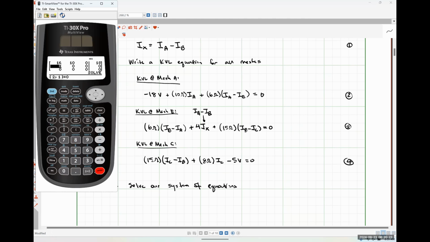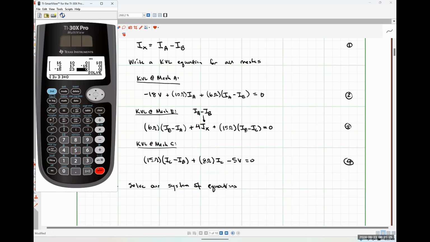In my second equation, my coefficient for IA is going to be negative 6 from the first term, plus 4 from the second term, and that's it. My coefficient for IB will be positive 6 from the first term, minus 4 from the second term, and positive 15 from the third term. And then my coefficient for IC is just negative 15. And my constant term is 0. In my third equation, my coefficient for IA is 0. My coefficient for IB is negative 15. And my coefficient for IC is positive 15 plus 8.